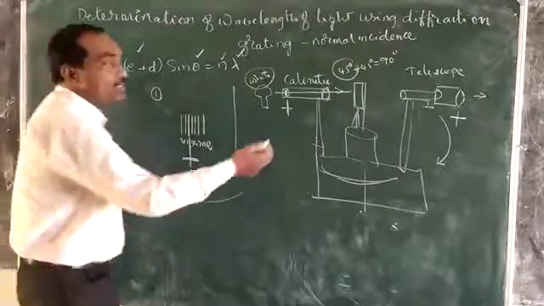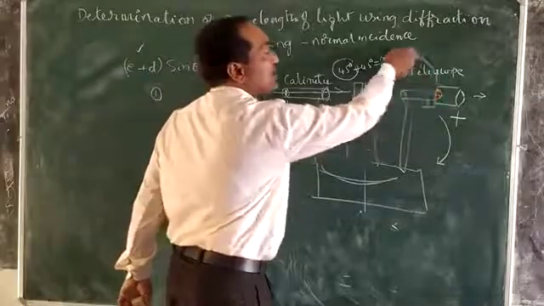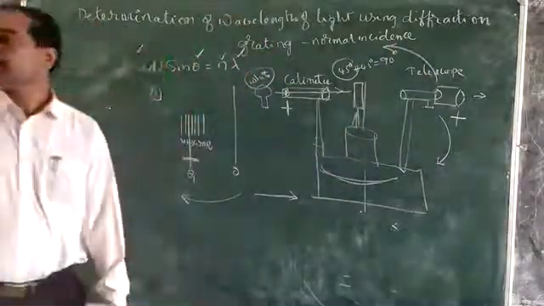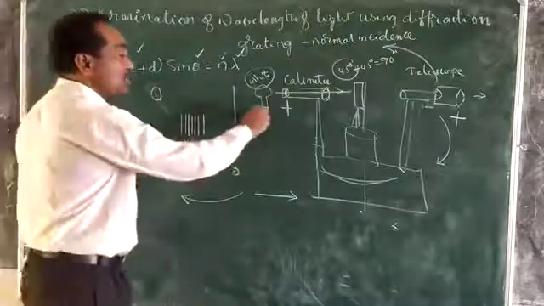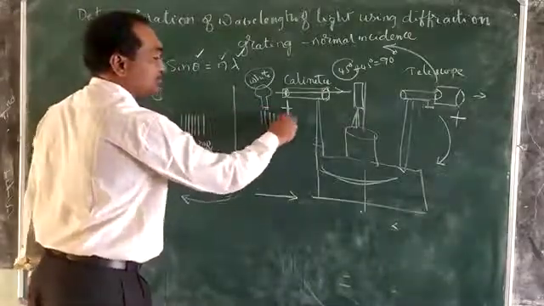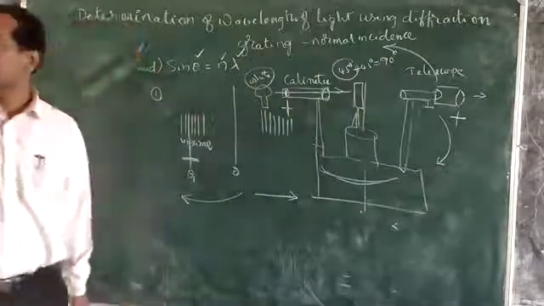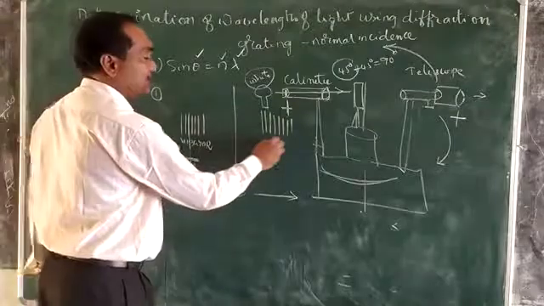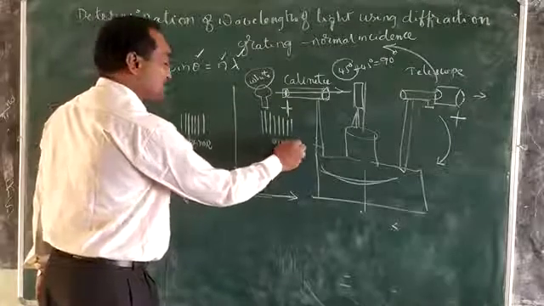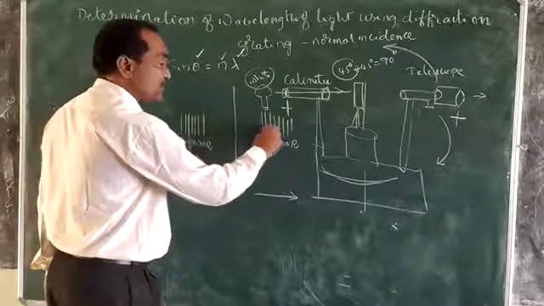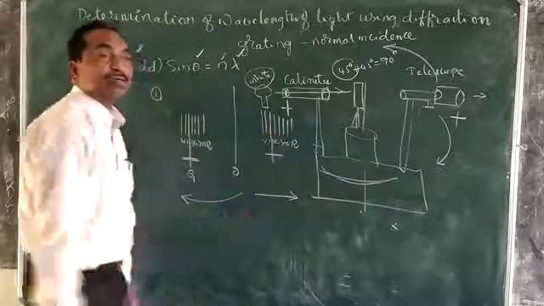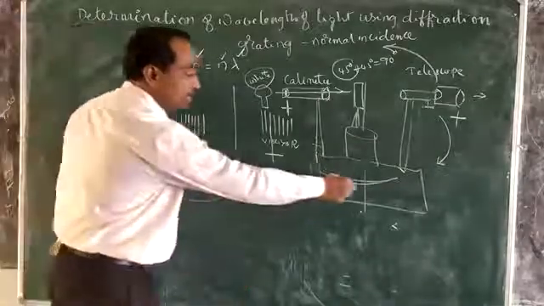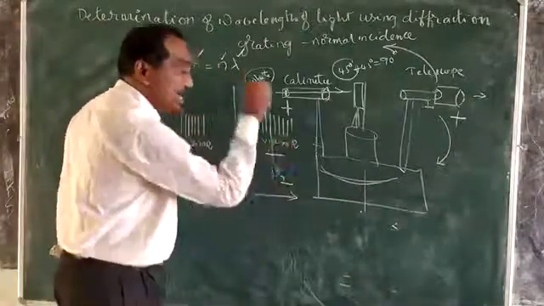And again, this telescope will rotate along the anti-clockwise direction, along this direction. Of course, on this side also there is VIBGYOR. Once again, the cross wire will coincide with the blue color. Again, we take the reading of the circular scale. It is taken as theta 2.